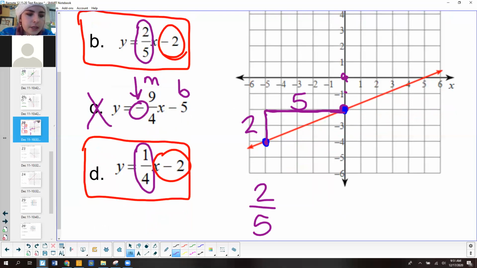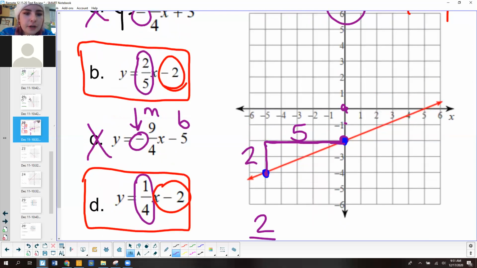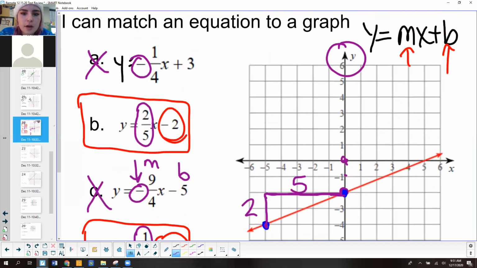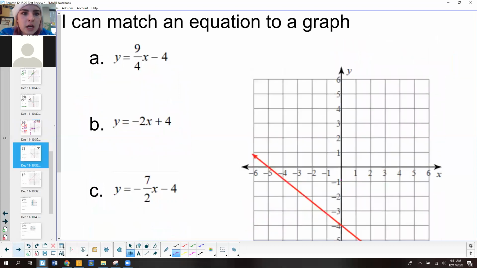Good, guys. It's going to be B because we have a slope of 2/5, and then we've got a y-intercept of -2. All right. I do think these are worth going over again, so I'm glad we did that, because they're a little tricky, but I think the process of elimination and eliminating some of your options is helpful.